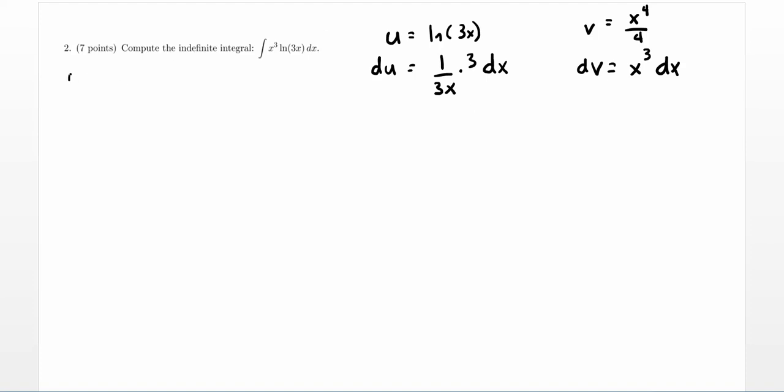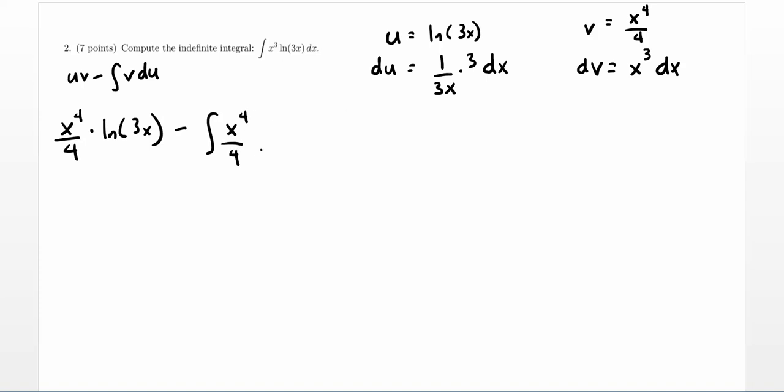Integration by parts formula is uv minus the integral of v du. So this becomes x to the 4th over 4 times natural log of 3x, minus the integral of v, which is x to the fourth over 4, times du, which is, cancel these 3's, 1 over x dx.